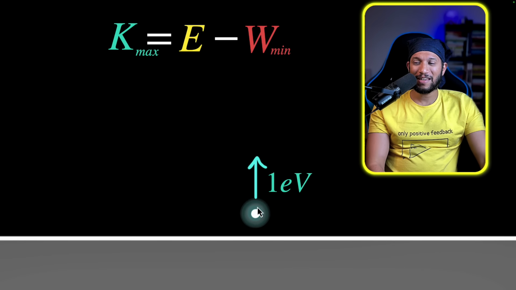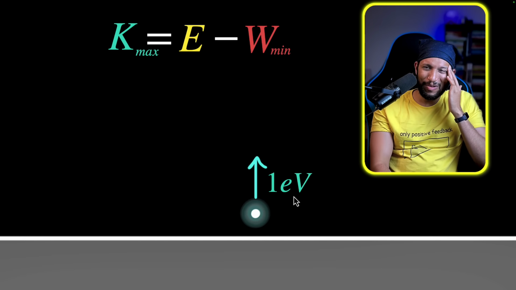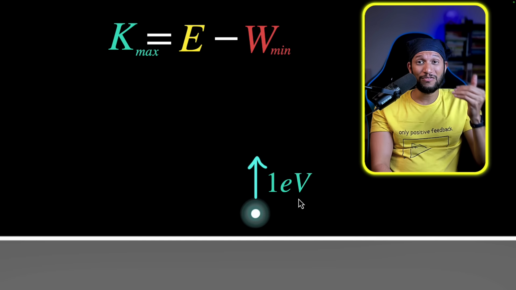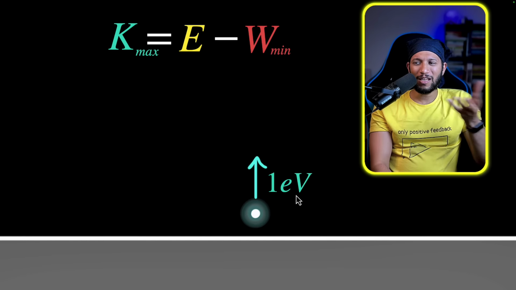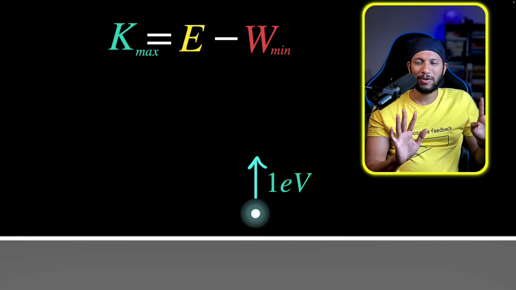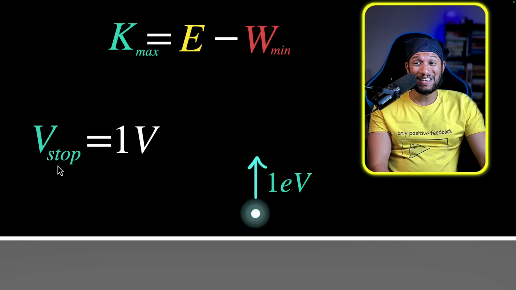Suppose the maximum kinetic energy happened to be 1 electron volt. Mahesh, do you know what it means? And I'm like, I remember studying about electron volts, but I forgot it. Einstein says, don't worry, it's a unit of energy. And 1 electron volt basically means you need 1 volt to stop that electron. That's all it means, okay? So if you apply 1 volt, that electron is going to stop. In other words, the stopping voltage is 1 volt.